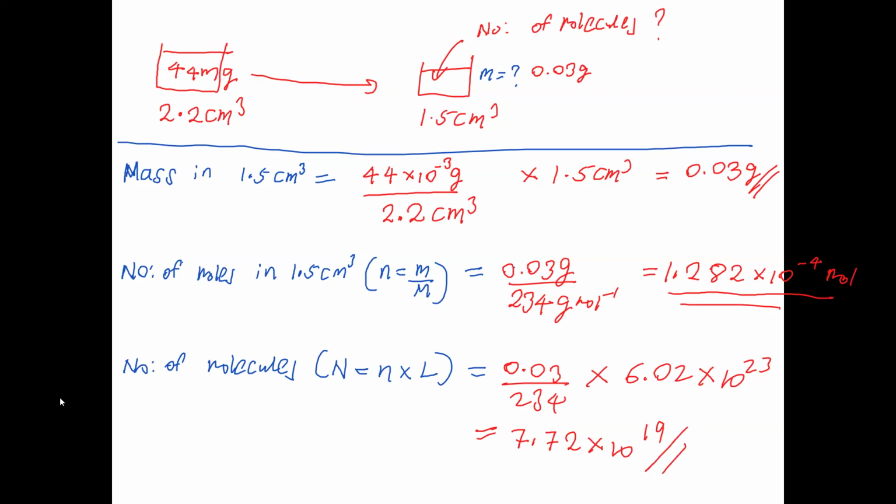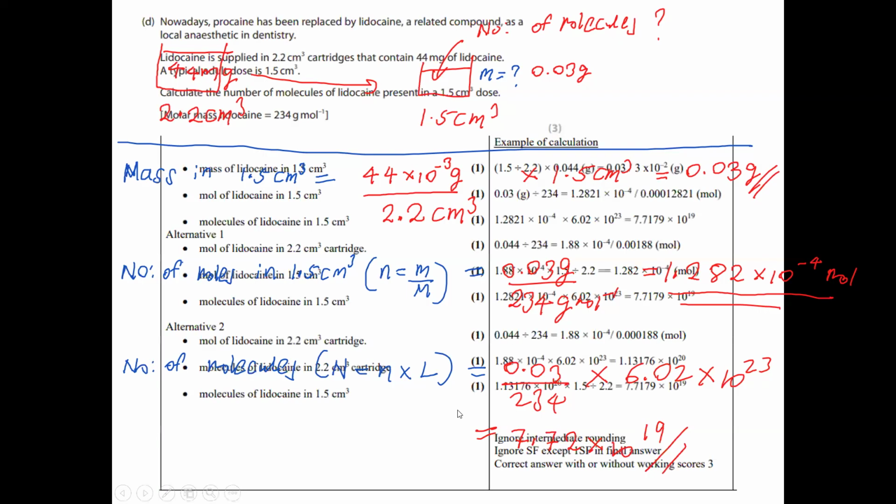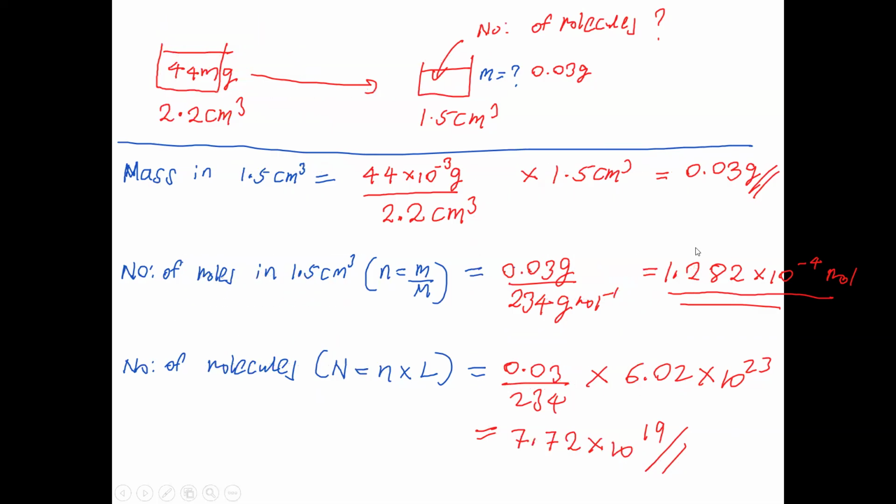We'll see whether our answer is correct. Yes, we get 7.7179 times 10 to the power 19. The question says ignore intermediate rounding, so you can't do intermediate rounding. You have to carry on till the last point. They have given the answer for all the points, so whatever you see in the calculator, you can write 7.7.